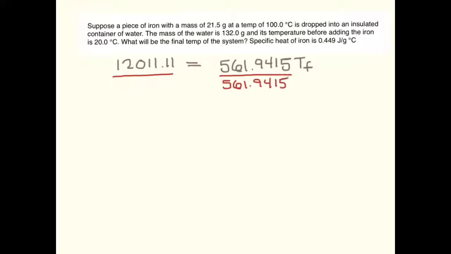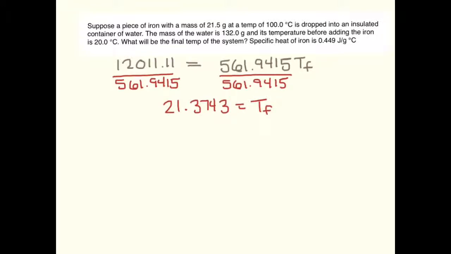In order to isolate temperature final, it's our last step. We're going to divide both sides by 561.9415. Again, a little bit of calculator work. And we come up with an answer of 21.3743 degrees Celsius, and that's our final temperature.